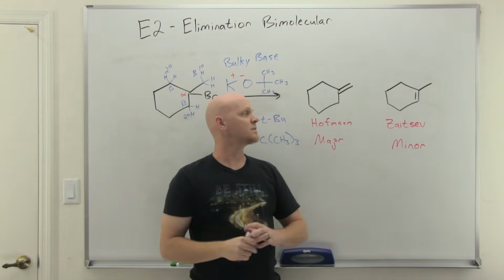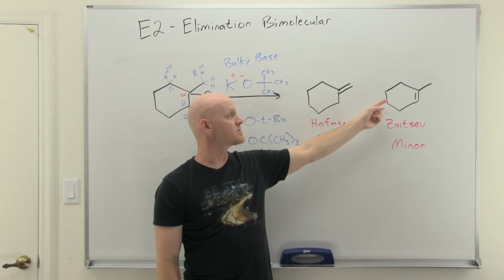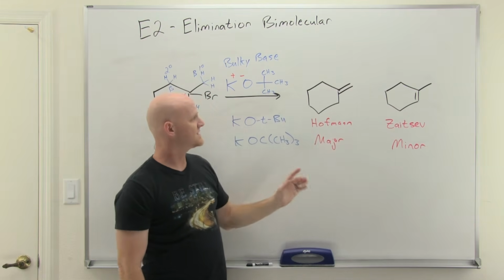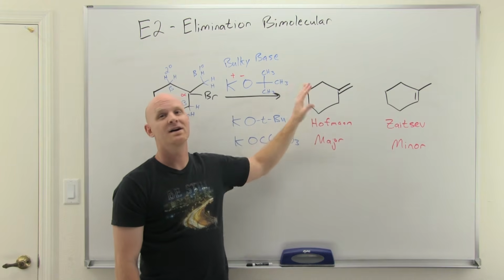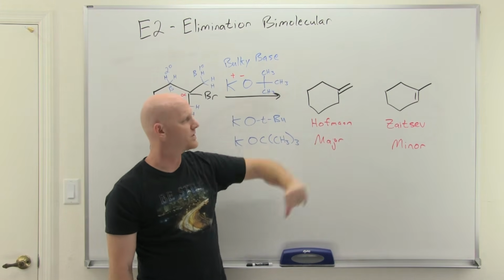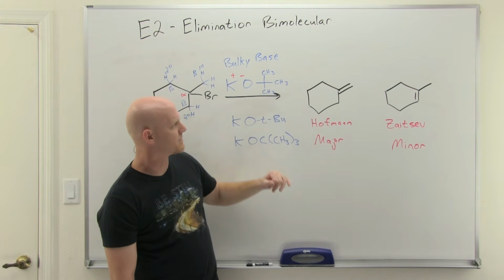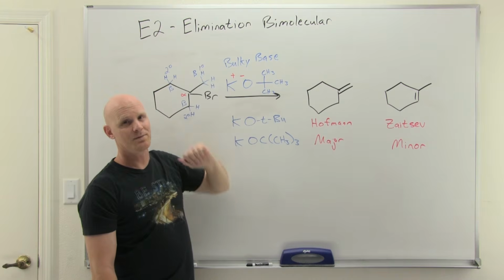Now, somewhere down the line, we'll talk about the most stable product being the thermodynamic product. But in certain cases, you can actually have what's called the kinetic product be the major product, like we're doing here. So this is one example of that. We'll definitely teach you some further down the road when that's the case. But this is the kinetic product here, this Hofmann product. That's going to be the major product when we use this bulky base.